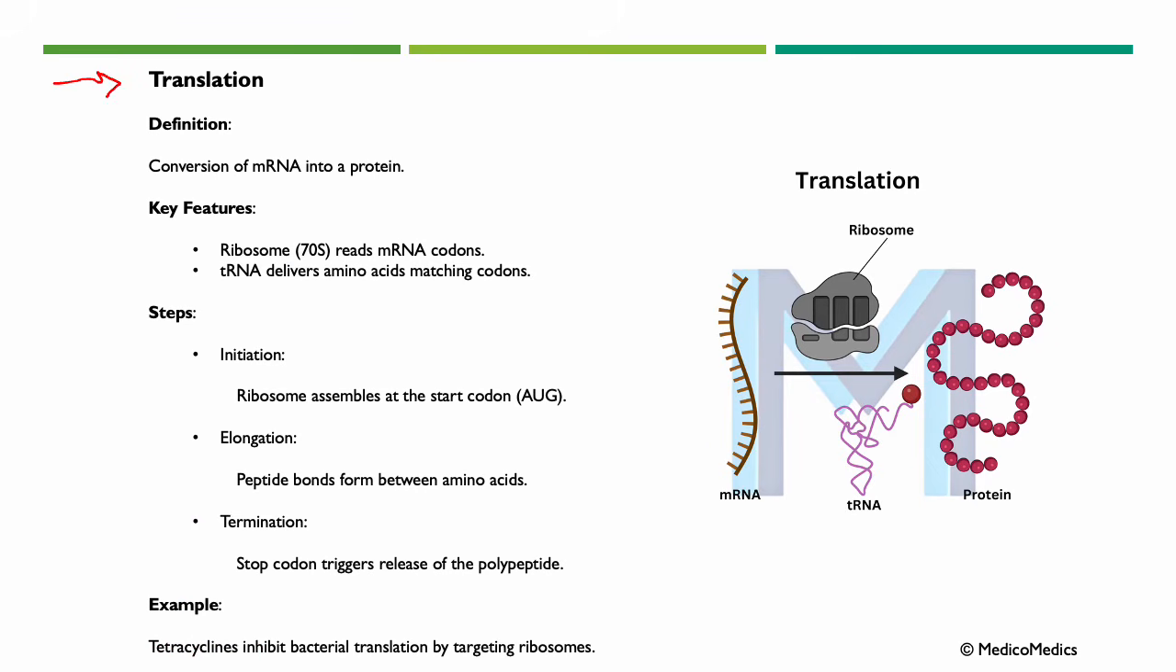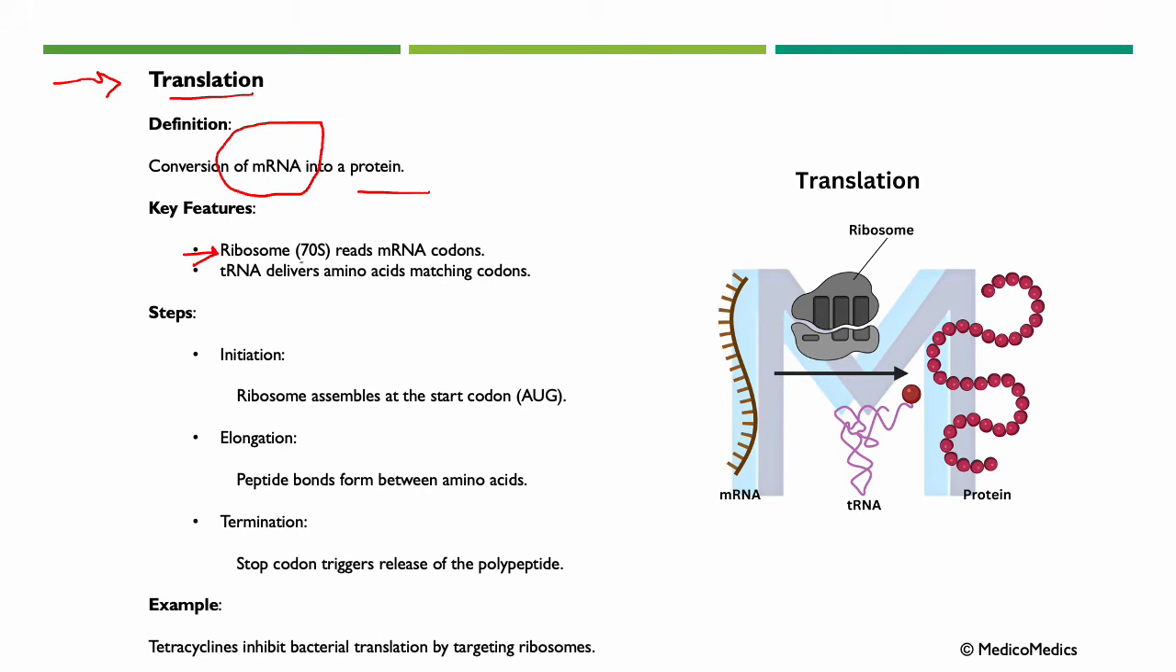Now let's talk about the next step, translation, following from transcription. So translation is the process of converting messenger RNA into a functional protein. And this occurs in the ribosome, where amino acids are assembled in a specific order dictated by the mRNA sequence.